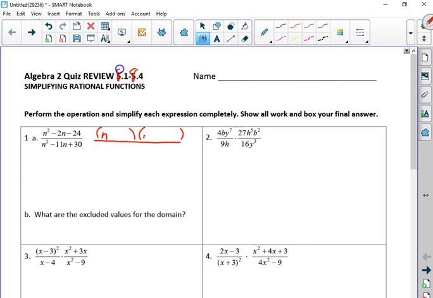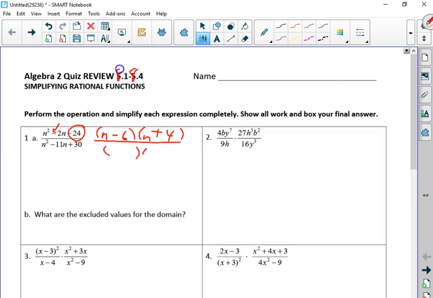Okay, so 1A, you factor the top. So obviously there's going to be n and n. You're looking for two numbers that multiply to give you 24 that differ by 2. That's going to be 6 and 4. And so we want it to be negative. One's going to be positive, one's going to be negative. That's how we know they're going to differ by 2.